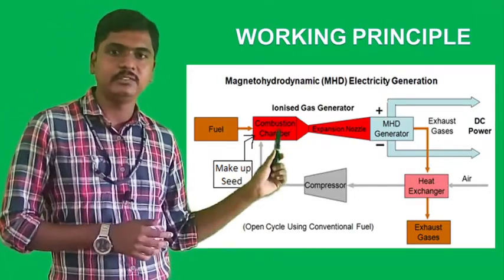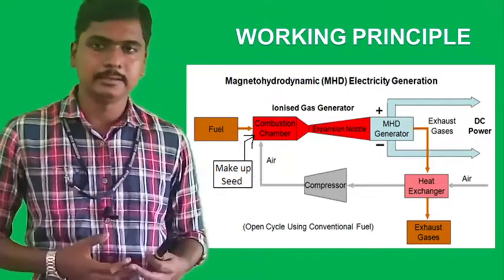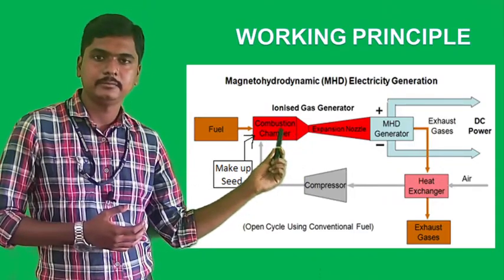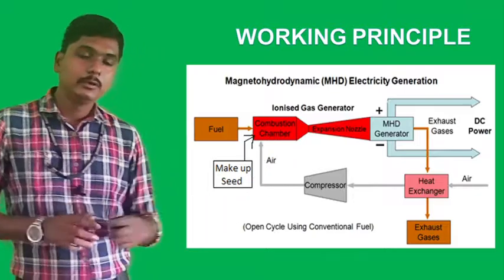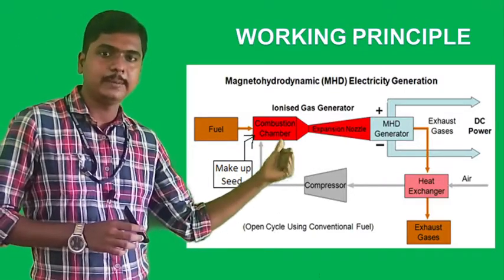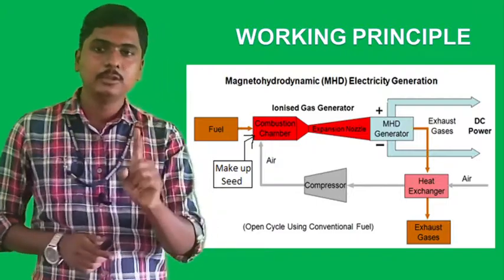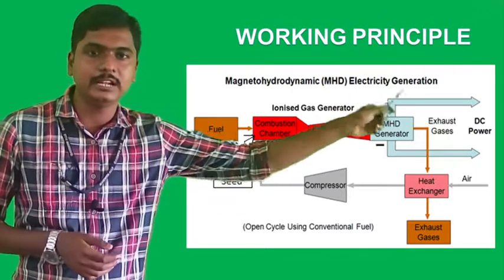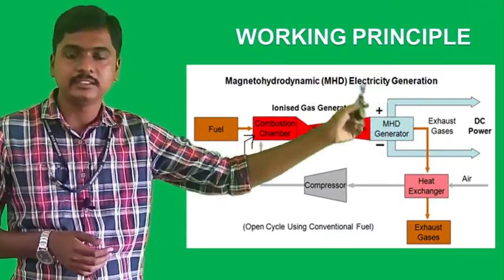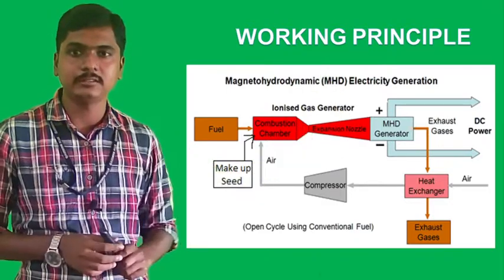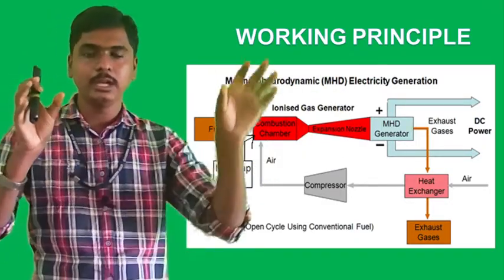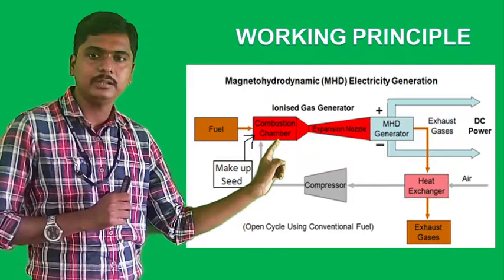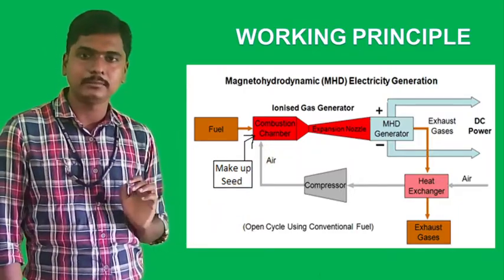So now what happens? Inside the combustion chamber the fuel will get burned, so we get thermal energy from here. One point clear? Now whatever gas we get from this combustion chamber should be a conducting one. If it is non-conducting, we cannot generate electricity. That is the principle of Faraday's law of electromagnetic induction: we should have a conductor and we should have a magnet. So whatever gas we get from this combustion chamber should be conducting.